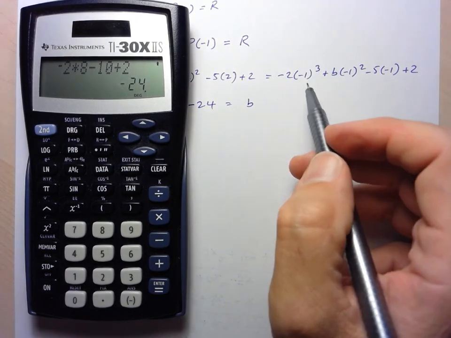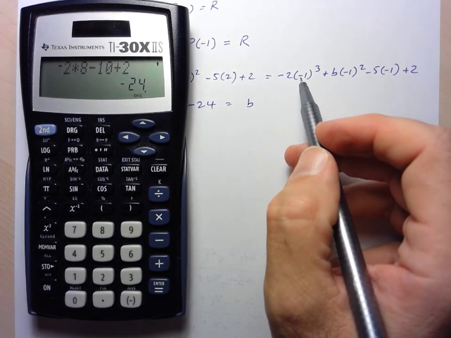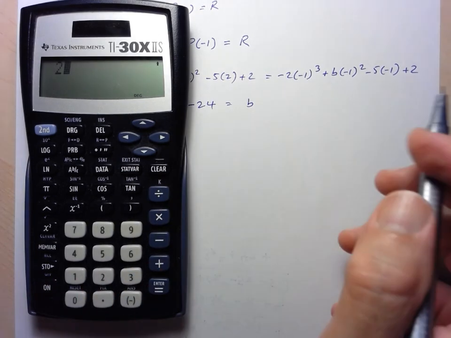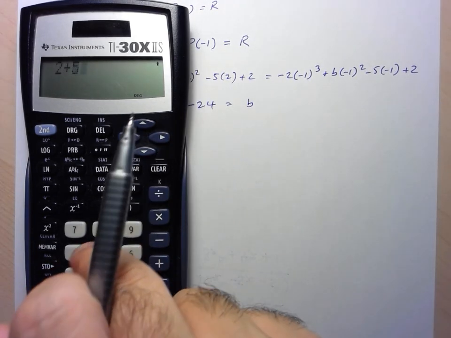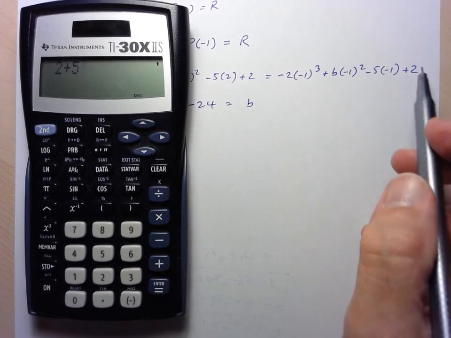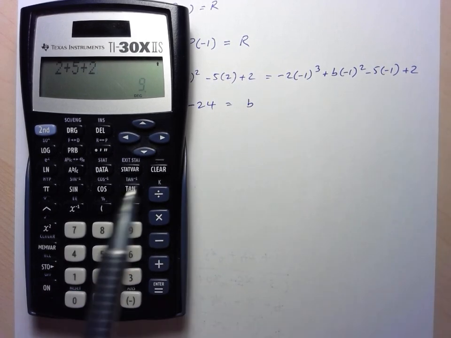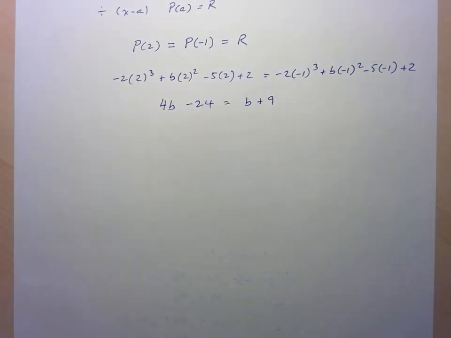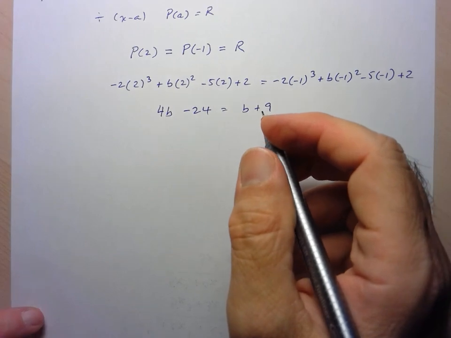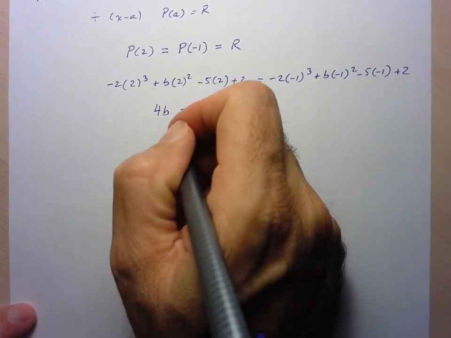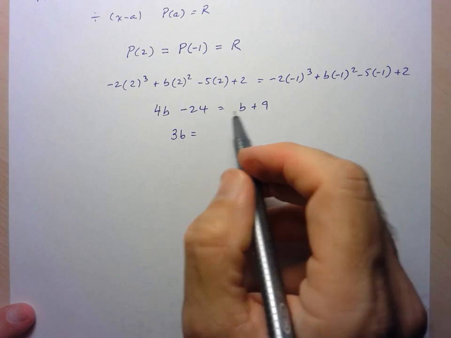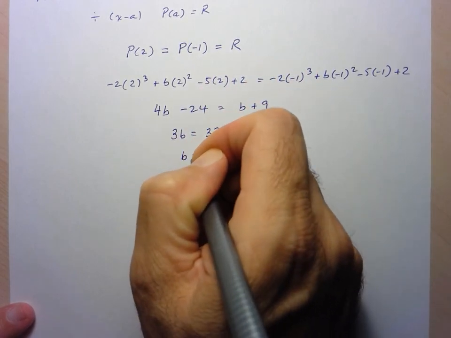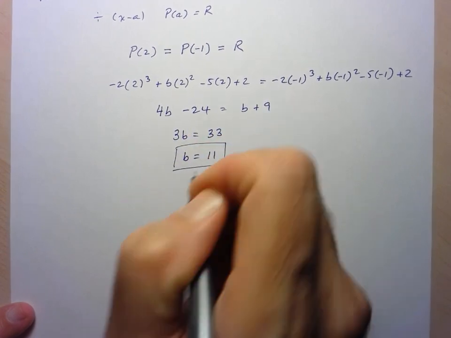Okay, and then here what do I have? Negative 1 cubed is negative 1 times negative 2, so we have 2, and then here plus 5, really shouldn't be doing this with a calculator, but I guess I started, and plus 2, so we've got 9. Okay, so b plus 9, and now this is an exceptionally easy equation to solve, so bring b to the other side. 3b is equal to 9 plus 24 is equal to 33, and so b must equal 11. Okay, and there we go.